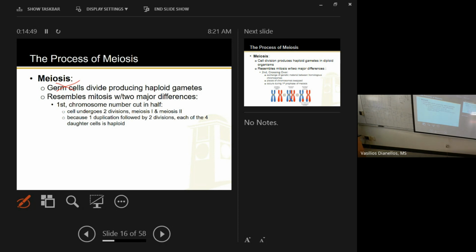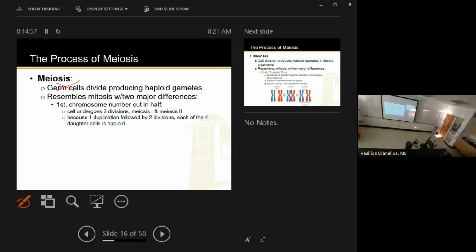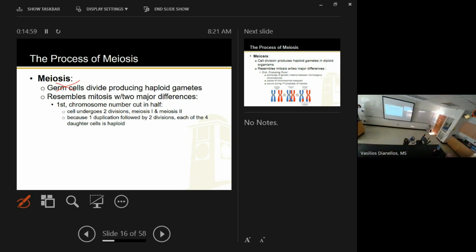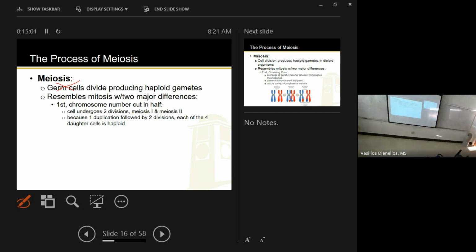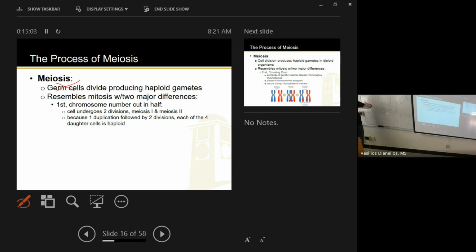So think about that. This is what the second bullet point is. You start with X amount of chromosomes, you double it, just like you would in mitosis. Then you cut it in half, which brings you back to the original number. Then you cut it in half again, which brings it to half the original number. Does that make sense? Just to use easy numbers, and this is not for humans, because humans have a lot more chromosomes.